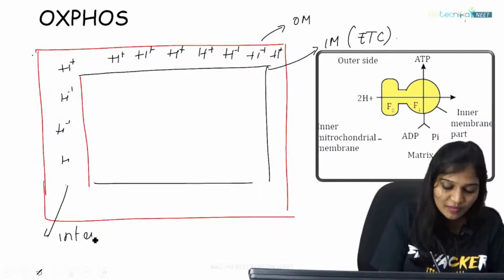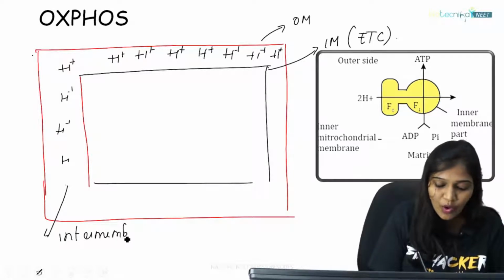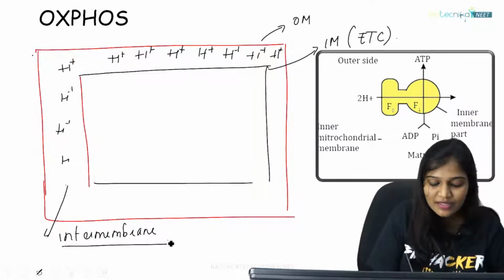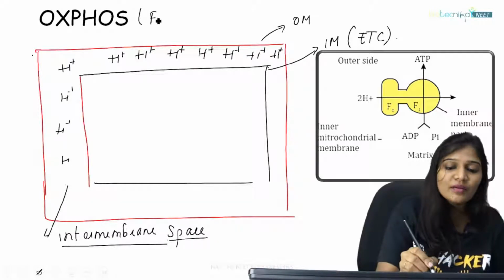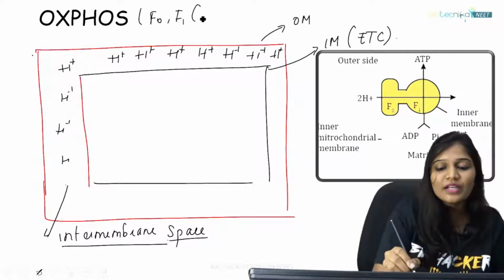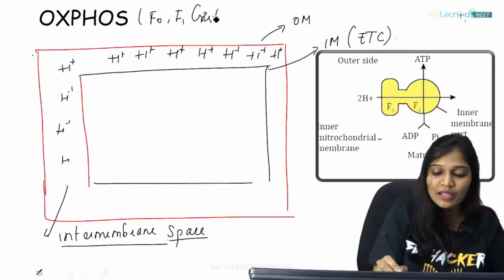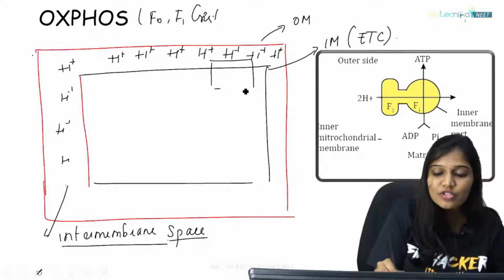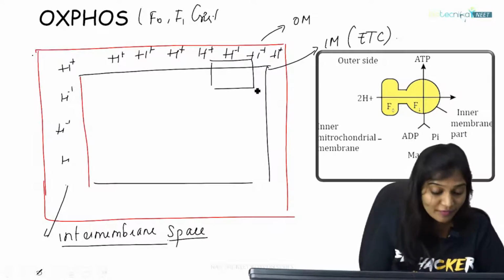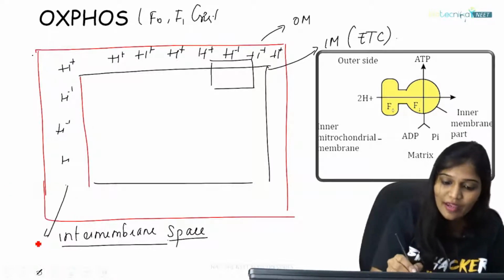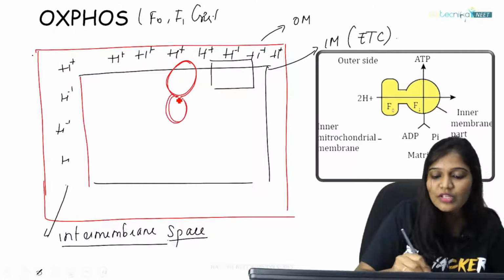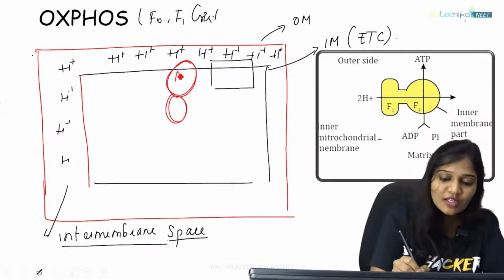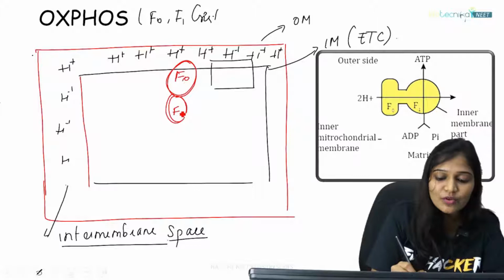Intermembrane space. But I told you oxidative phosphorylation takes place in the inner membrane only, very specifically in the F0, F1 particle of the crista. Now what's going to happen? I told you there is a last complex, which is called complex number 5. I'm going to draw it this way. This is complex number 5. There are two proteins present. This protein is called F0 and this protein is called F1.